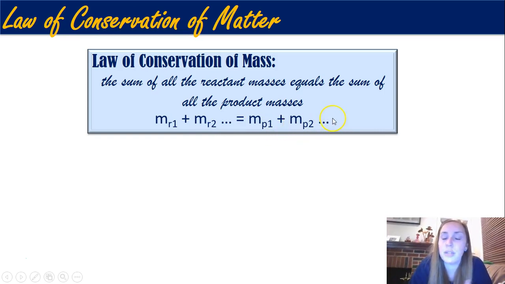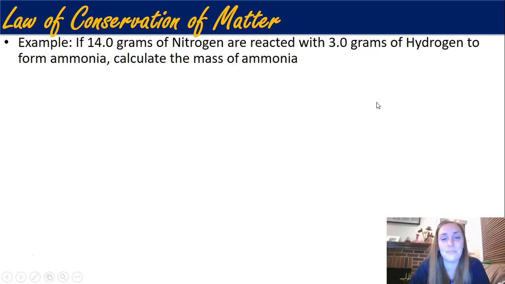And then that's going to be equal to the mass of product 1 plus the mass of product 2 plus mass of product 3 or mass of product 4. However many products you have, each of them gets added together. So again, if there's only one product, then ignore this. But if there's 3, add another, add another, add another.